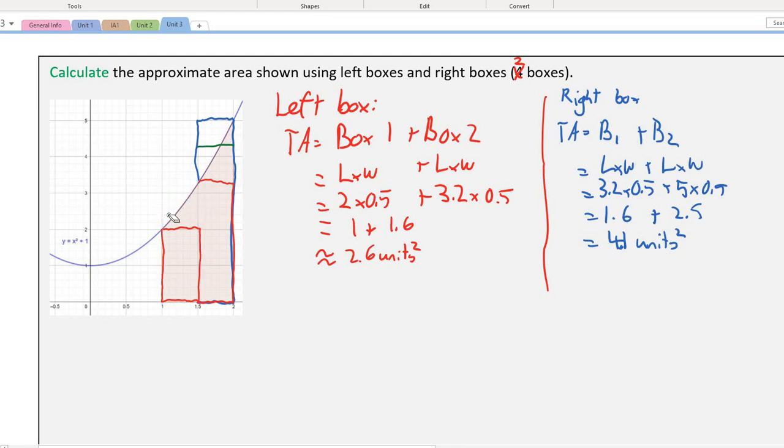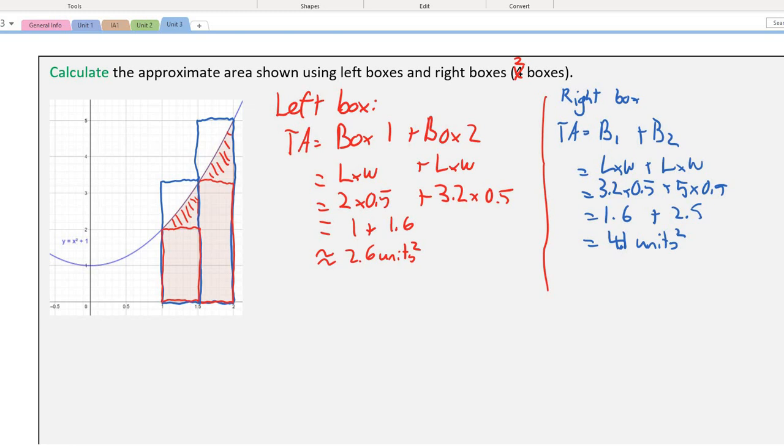That being said, it's pretty clear in this function that the left box method is leaving a whole lot of unmeasured area.